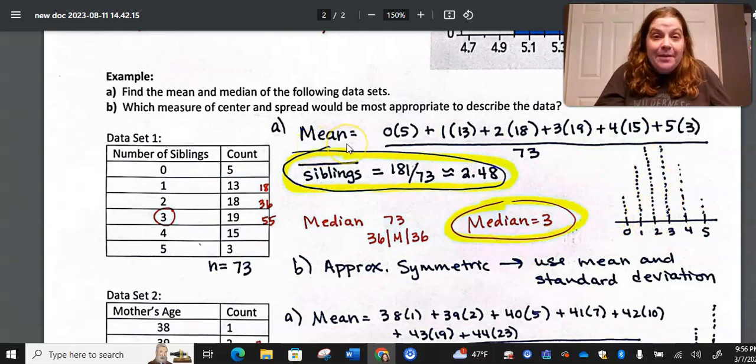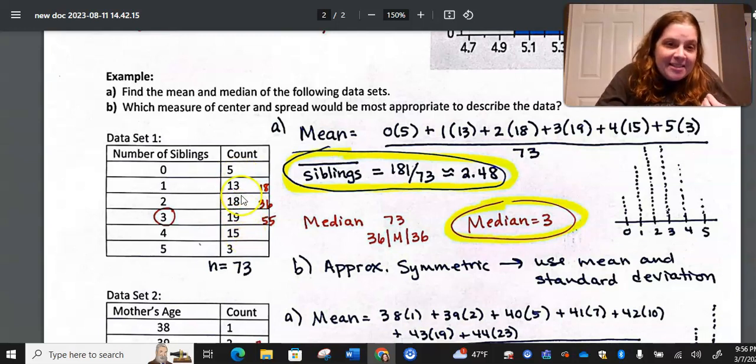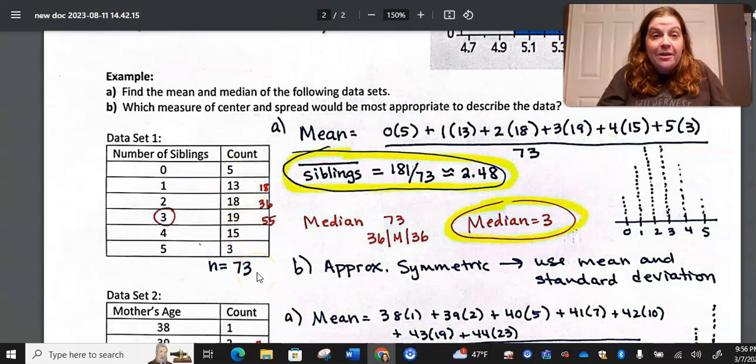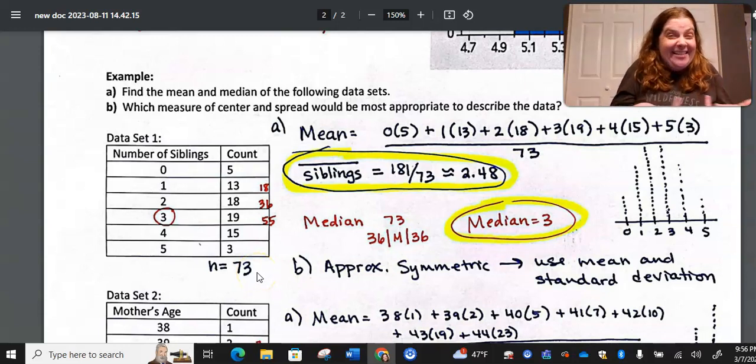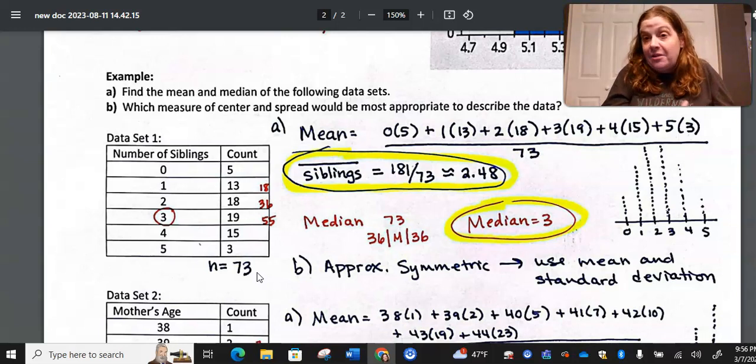So if I wanted to find the mean, one of the things I need to do is add up all the numbers and divide by how many there are. Remember, if there's 5 zeros and 13 ones and 18 twos and 19 threes, etc., then these counts add up to 73. So there's really not 6 numbers involved here. There's 73 numbers, and we have a lot of repetition. So I need to add up all of these numbers and then divide by that 73.